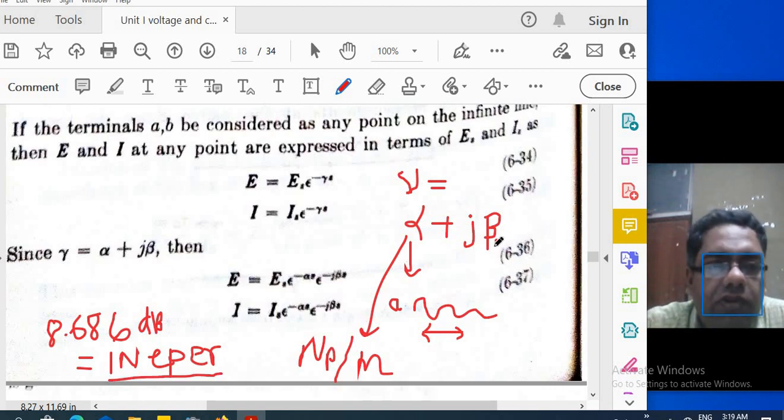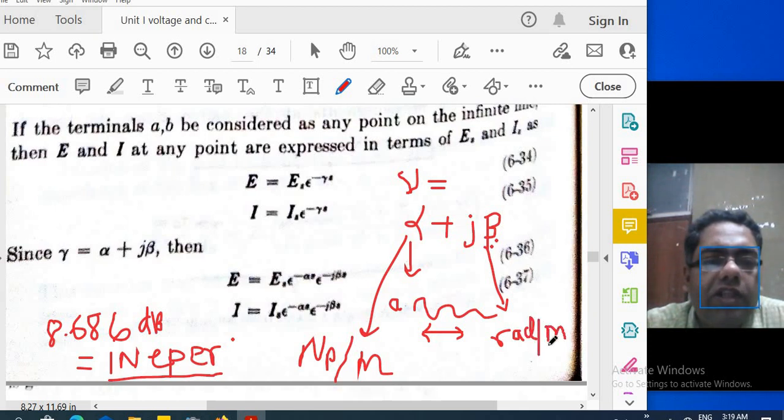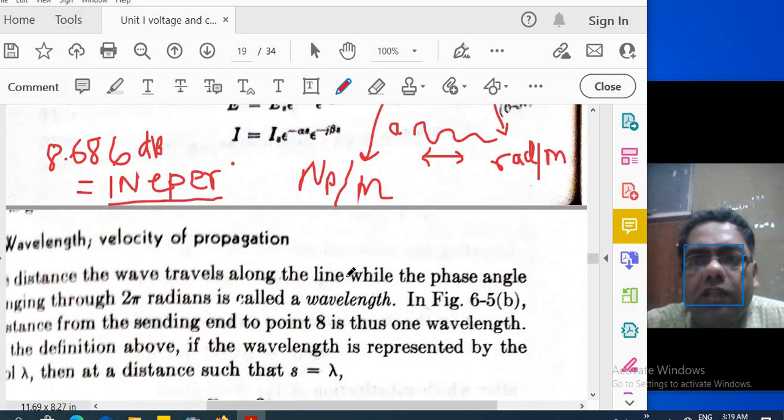And beta is the phase change for unit distance, so the unit of beta is radians per meter. That means when the wave travels unit distance, how much the phase changes, that is radians per meter. So that is how gamma gets split. E to the power minus gamma s I can write as e to the power minus alpha plus j beta, and we get it like this.